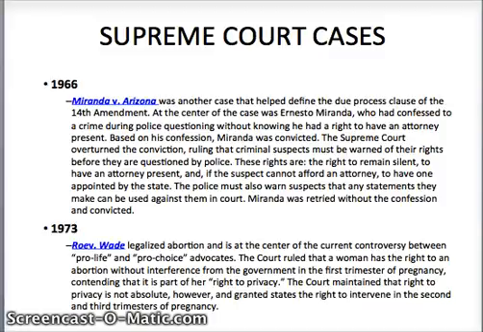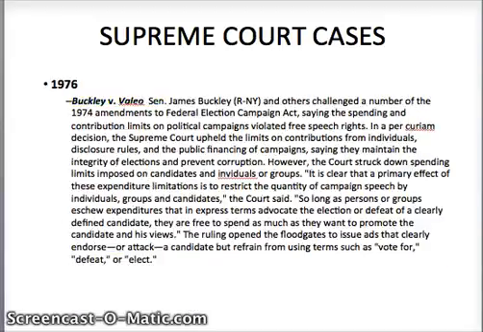In 1966's Miranda v. Arizona, the right to be told why you're being arrested. At this point in time, there were a lot of people who didn't know all their constitutional rights. And so the decision was made that you had to be informed. And if you aren't informed, you can have a mistrial. In 1973's Roe v. Wade, the court ruled that a woman has the right to an abortion without interference from the government during the first trimester of pregnancy because it's her right to privacy.